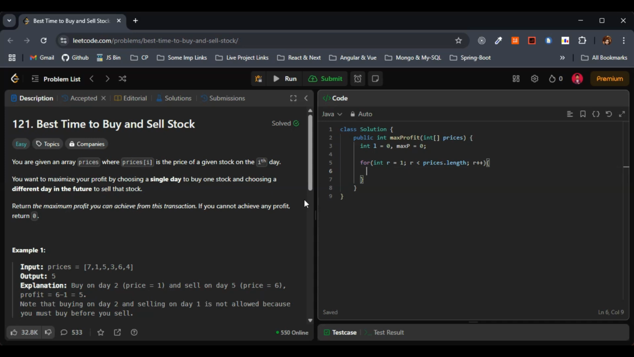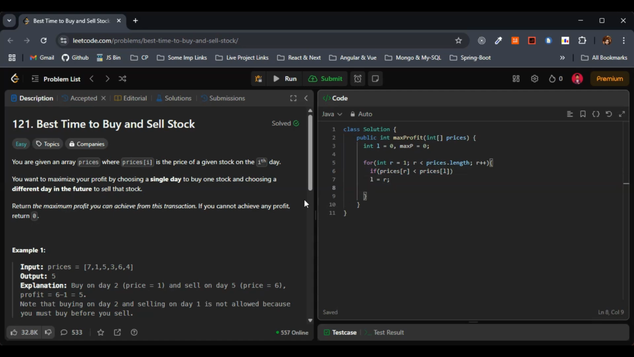If a lower price is found, then we have to update the buying day. So we are going for the lowest value in the array, right? If you remember, if a lower price is found at any step, we have to update the buying day. For that, let's write a simple if condition here. If prices of R less than prices of L, what we will do? We will assign L to R. Simple, right?